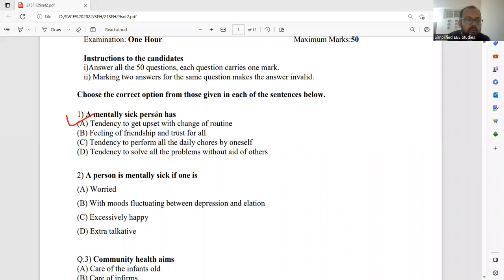A mentally sick person has, which could be the right answer: tendency to get upset with the change of routine, feeling of friendship and rest, tendency to perform all the daily chores by oneself, tendency to solve all the problems without the aid of others. Which would be the right answer? A mentally sick person has a tendency to get upset with a change of routine. I would like to select option A.